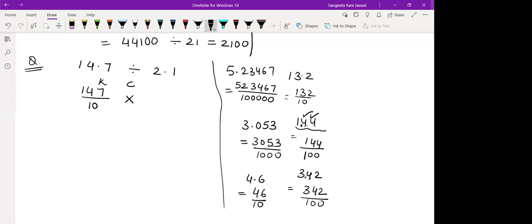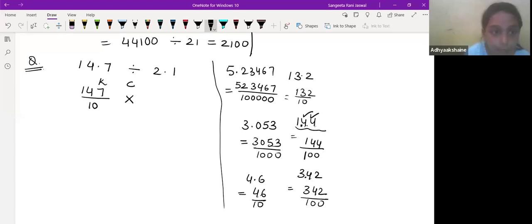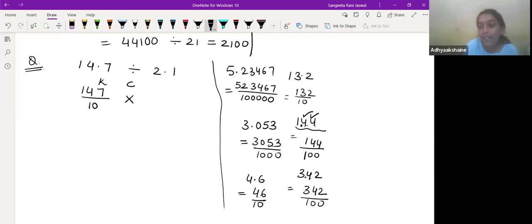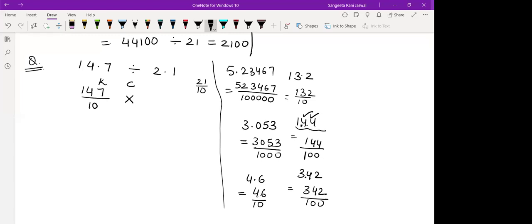How can it be written? Yes, ma'am. How can we write 2.1 in a fraction form? 21 by 10, ma'am. 21 by 10. Okay, so I had to write 21 by 10 here. But now, since I am following the KCR, keep, change, reciprocal.